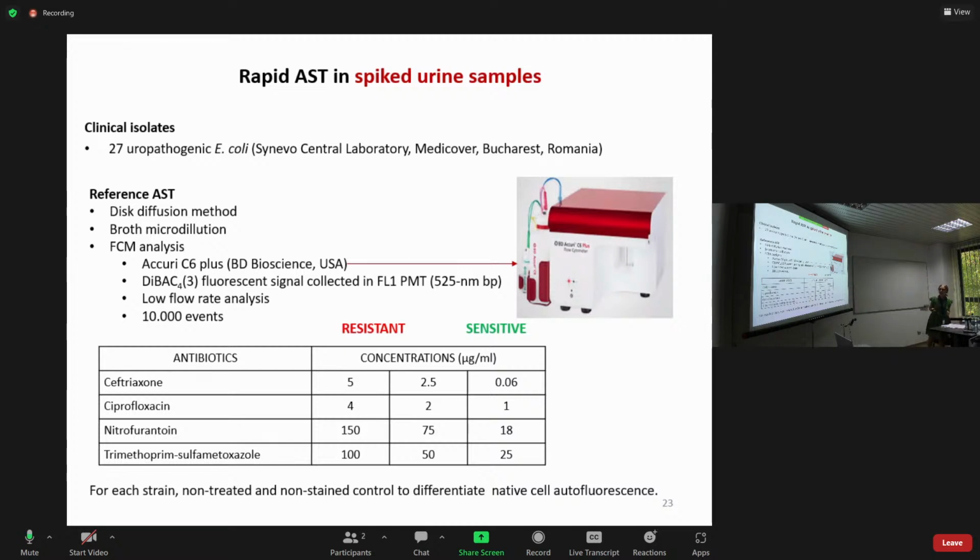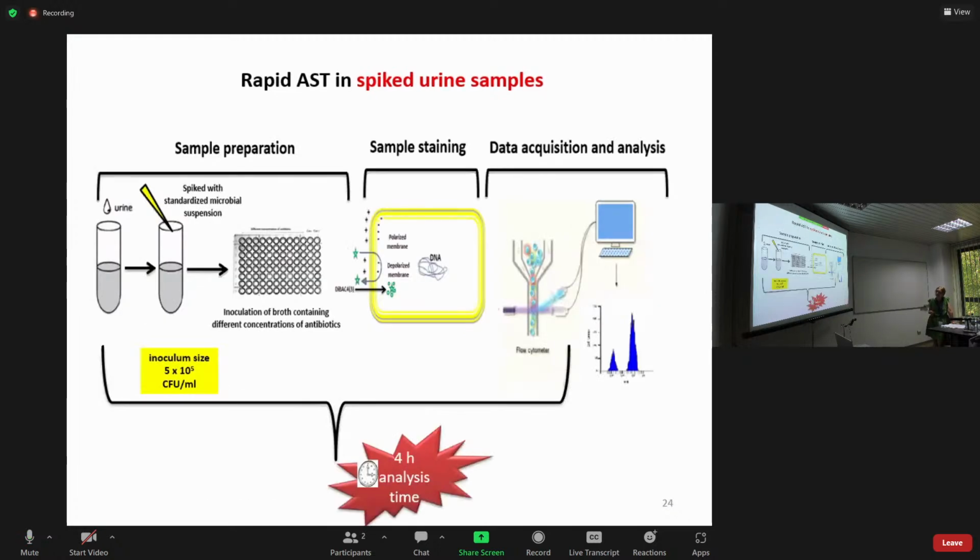We have chosen ceftriaxone, ciprofloxacin, nitrofurantoin, and trimethoprim-sulfamethoxazole. These antibiotics are used frequently, and the resistance rates to these antibiotics in the strains circulating in our country are quite high. So we have chosen different concentrations for these antibiotics, characterizing resistant and susceptible strains, and we put the bacteria in contact with these concentrations of antibiotics and then analyze them in flow cytometry. So in 4 hours, this was the analysis time.